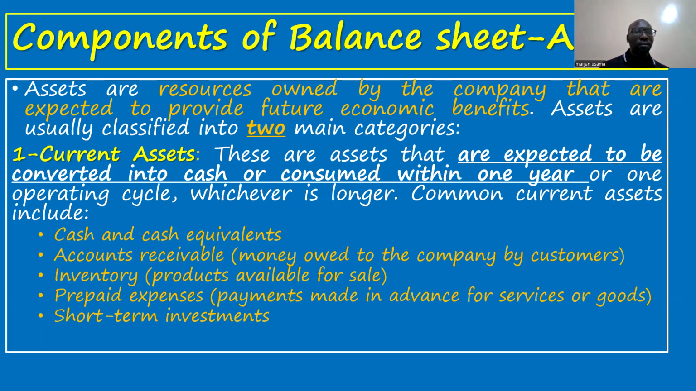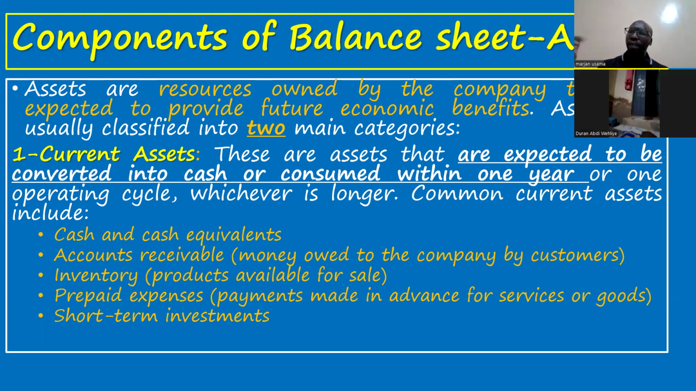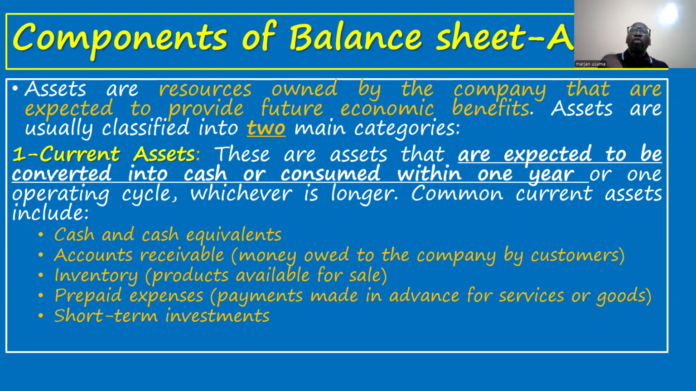Accounts receivables, money owed to the company by customers. So you have your customers, they come to your shop and they buy things, but they tell you, okay, Muhammad, we will pay you in future. So that is a current asset. So money owed to the company by customers.